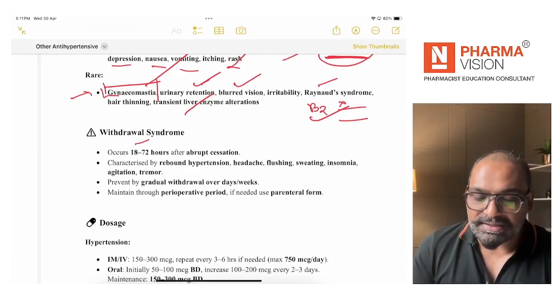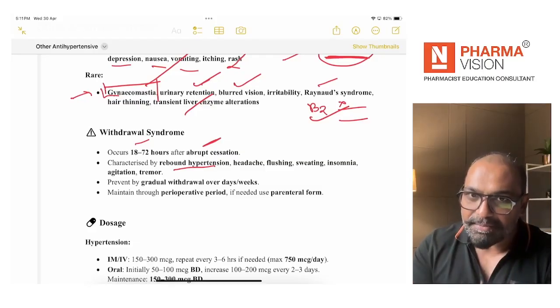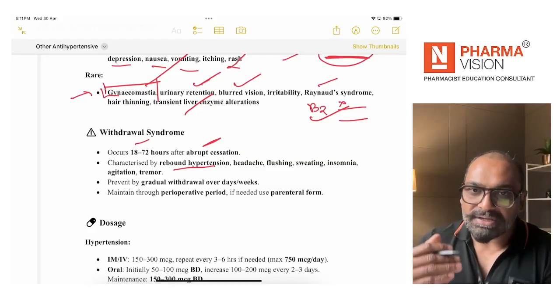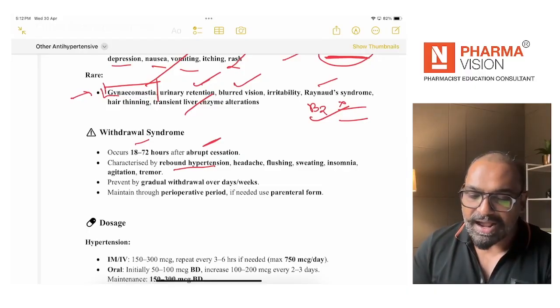Eighteen to seventy hours after abrupt cessation, the withdrawal symptoms can start, characterized by rebound hypertension. Why does this rebound hypertension happen? Because of significant noradrenaline release, and due to that, vasoconstriction and cardiac output increase, and that can lead to severe hypertension and hypertensive crisis.